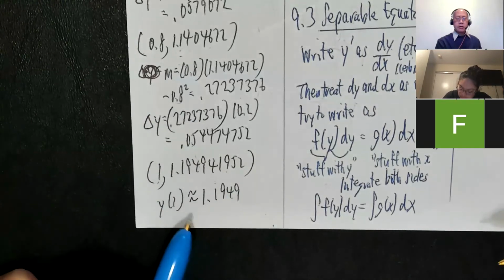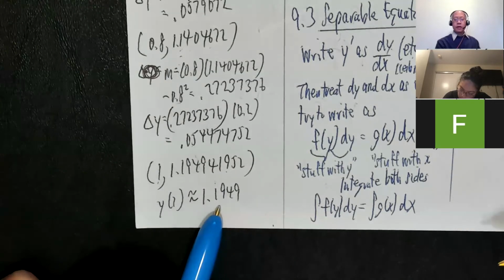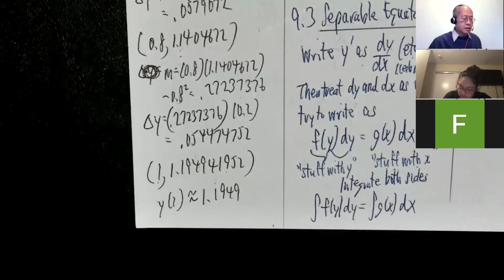Right, so that's my final answer. I would say y of 1 is approximately 1.1949. And that's pretty much about it for that. Okay, so you can see there's a lot that's involved in these problems.